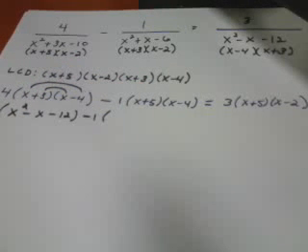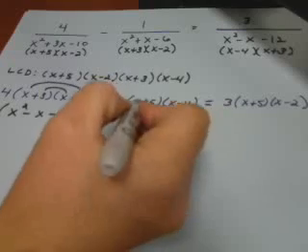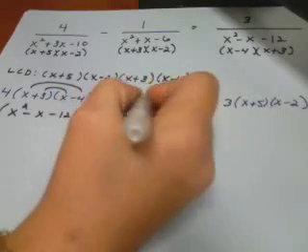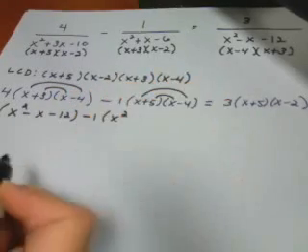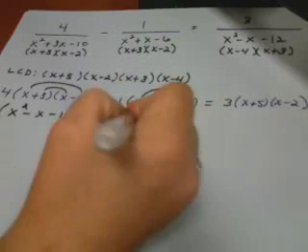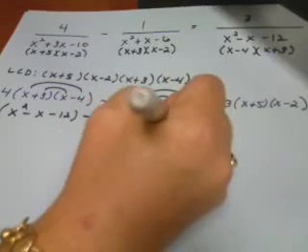Do the same thing with the next term. Bring down the negative 1. X times x is x squared. Okay, inner and outer, I'm going to get negative 4x plus 5x, which is positive x, and then minus 20.